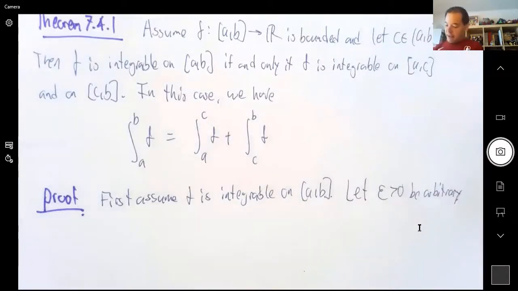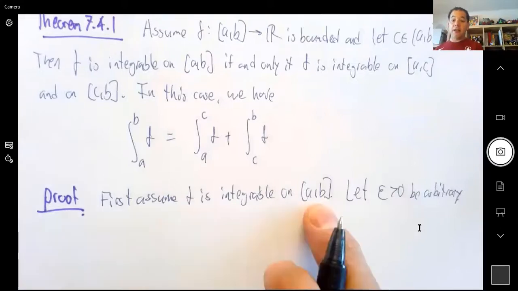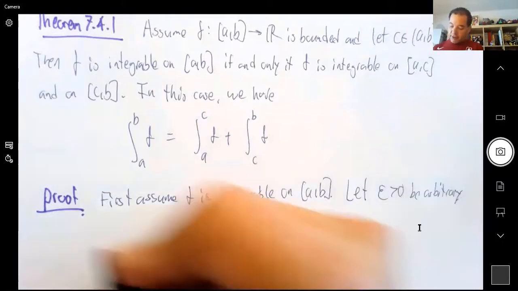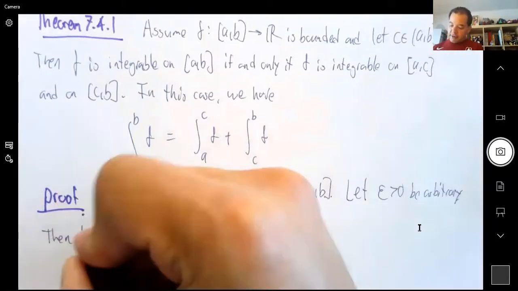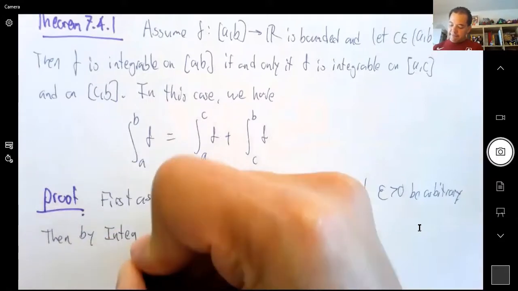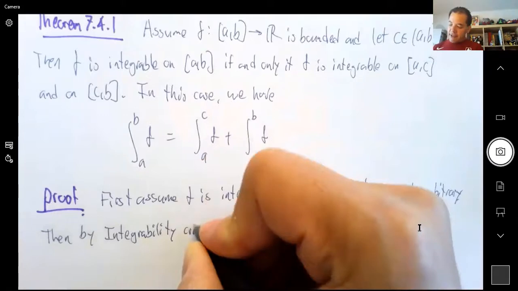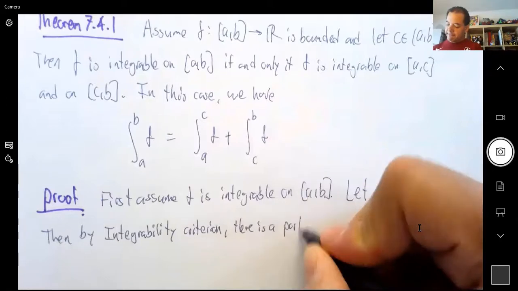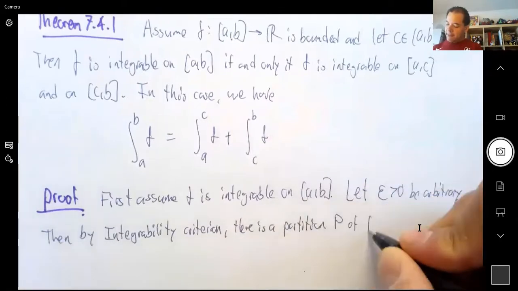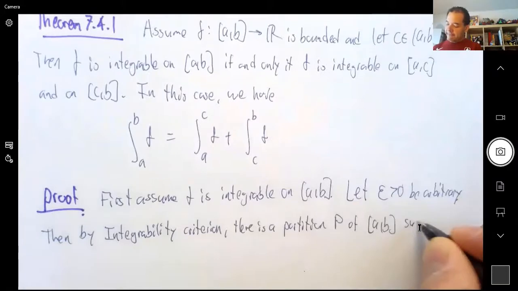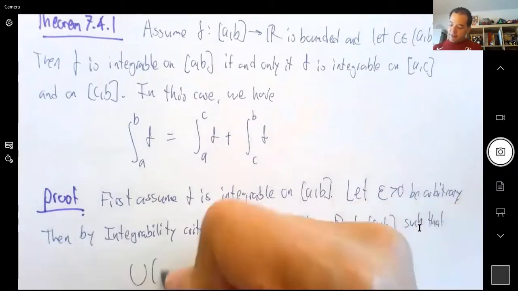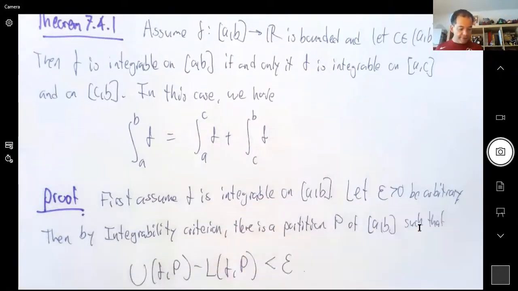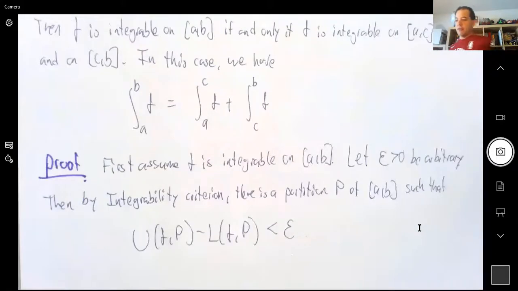Okay. And then because I know f is integrable on AB, I already know there is a partition that works for AB. Then by the integrability criterion, the if part, there is a partition P of AB such that the upper sum minus the lower sum is less than epsilon. All right. Now what?